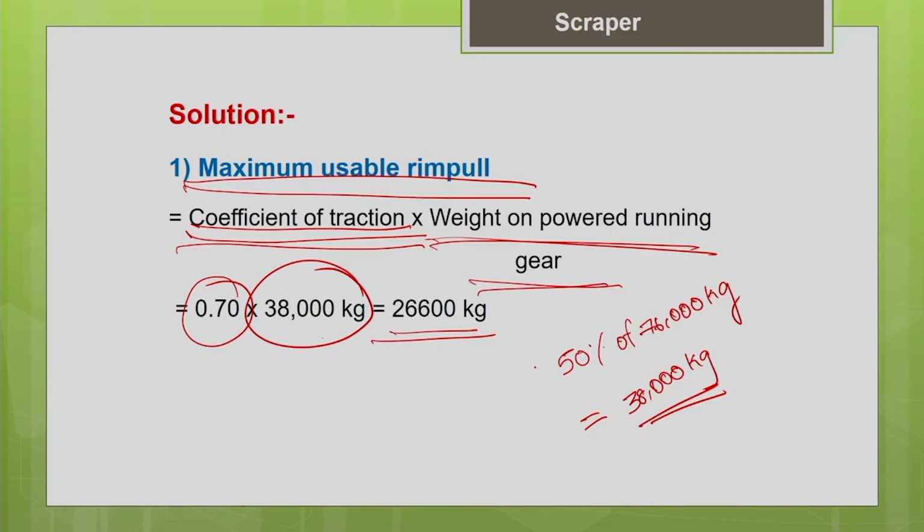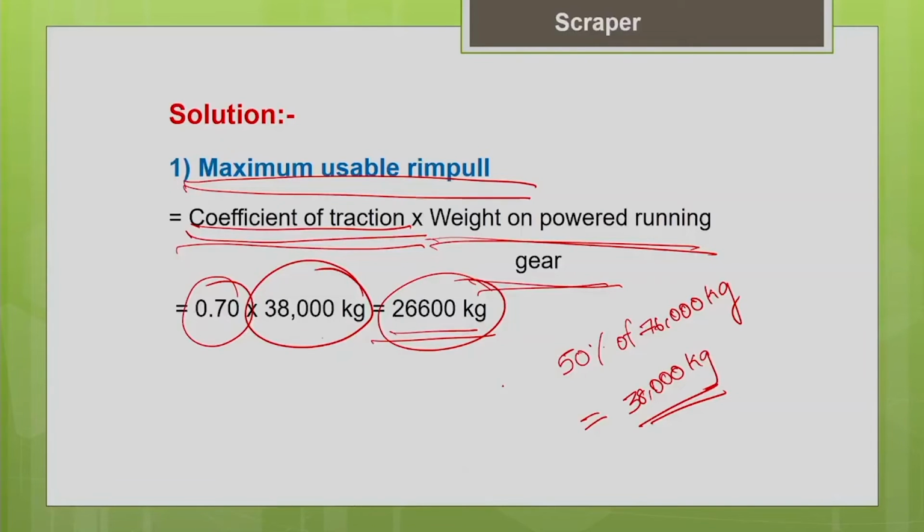Even if the rim pull based upon the horsepower of the machine is going to be greater than this, for example, if the horsepower generated rim pull is going to be greater than this, in that case you have to go by this value only, because only this will be the maximum limit. So, the coefficient of traction only will decide the maximum usable rim pull.